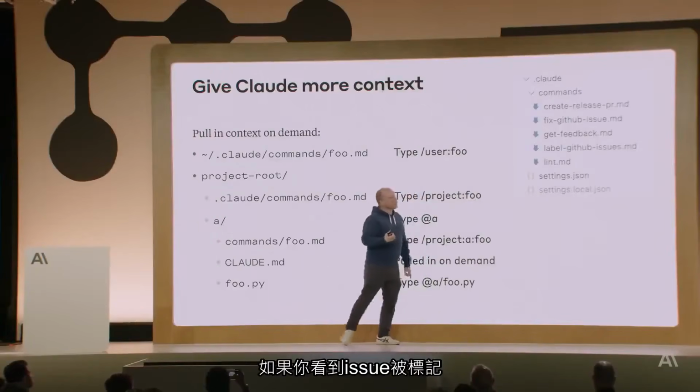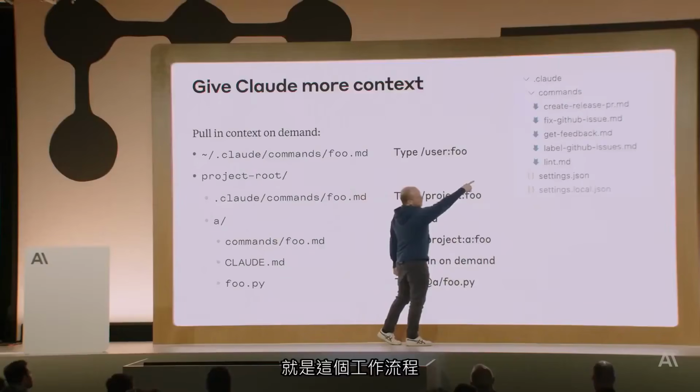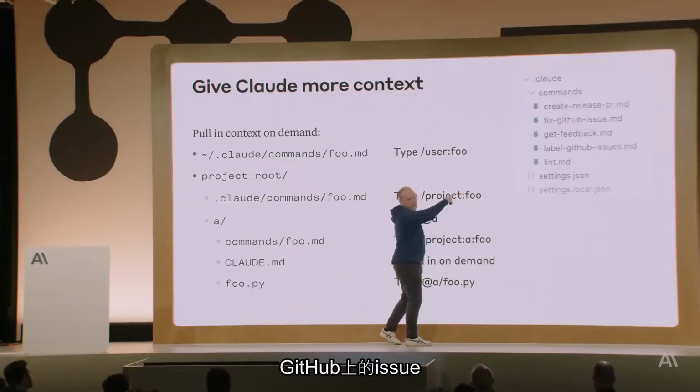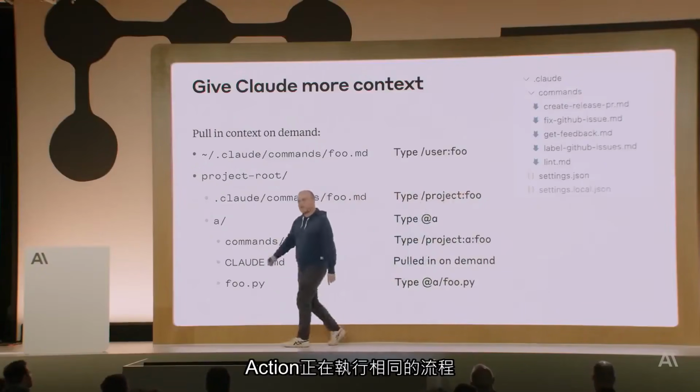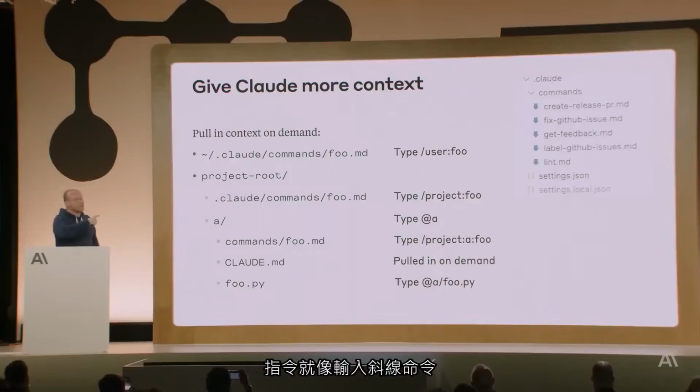So, for example, if you're in the Claude Code repo, and you see issues getting labeled, that's actually this workflow running here. It's labeled GitHub issues. And we have a GitHub action running, the same one we talked about this morning, where Claude Code will run this command, and it's just a slash command. It'll run, and it'll label the issues, so humans don't have to. It just saves us a bunch of time.